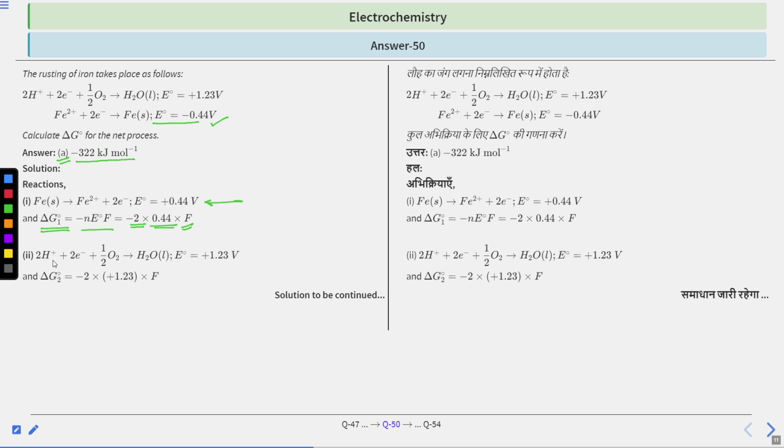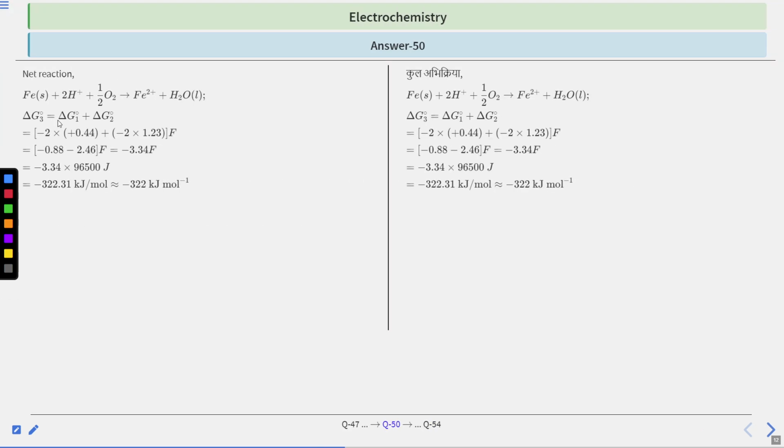Now for the second reaction, which is 2H positive plus 2 electron plus half of O2, a reduction process, giving us H2O. E naught for this process is given in the question also, 1.23 volt. Now del G naught 2 for this equation will be minus nFE. So minus n is 2, F is F, E naught is 1.23. So G1 we have, G2 we have. Now we have to calculate the G naught for the net process. Net process means combining these two. So the net reaction we write is Fe plus 2H positive plus half of O2, giving us Fe2 positive plus H2O.